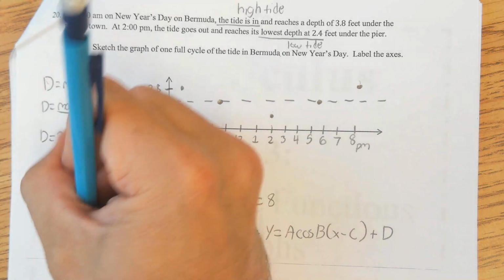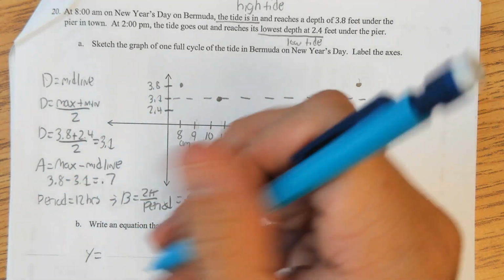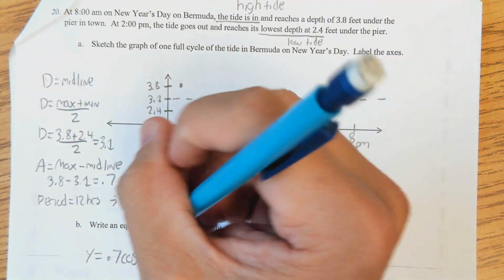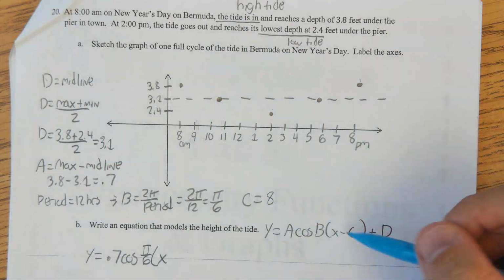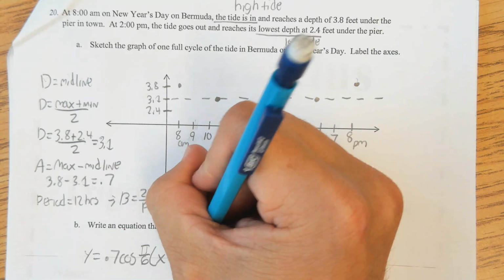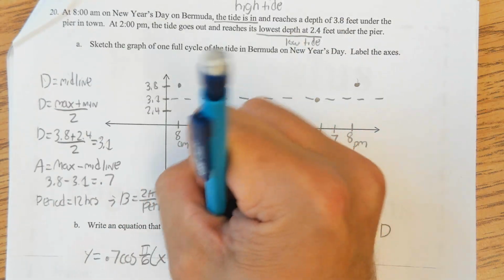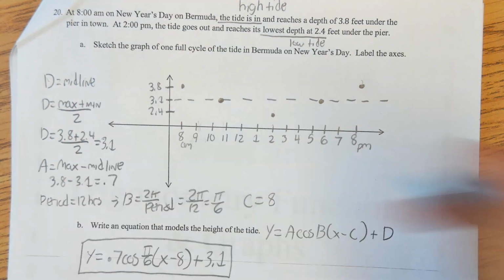Okay, so let's go ahead and write our equation here. So we got y equals, okay, I'm going max to min, so I'm following normal behavior, so A is positive. So we got 0.7 cosine, B value, pi over 6, x, opposite C. So C is 8, negative 8. Okay, plus D, which is our midline, which is 3.1.